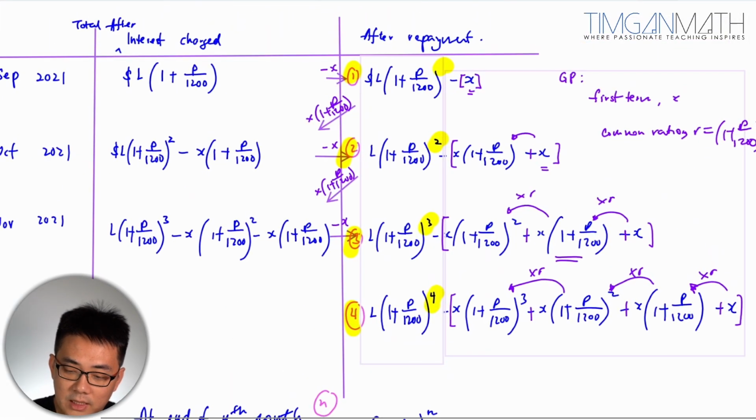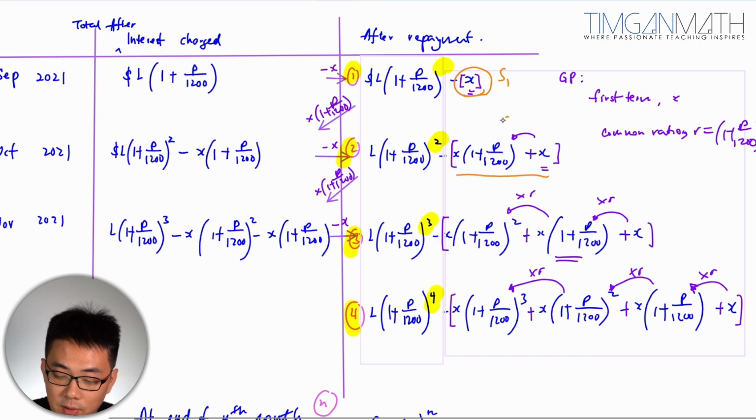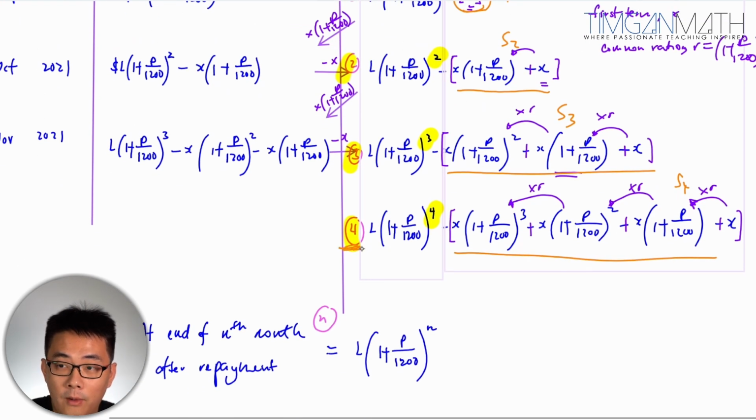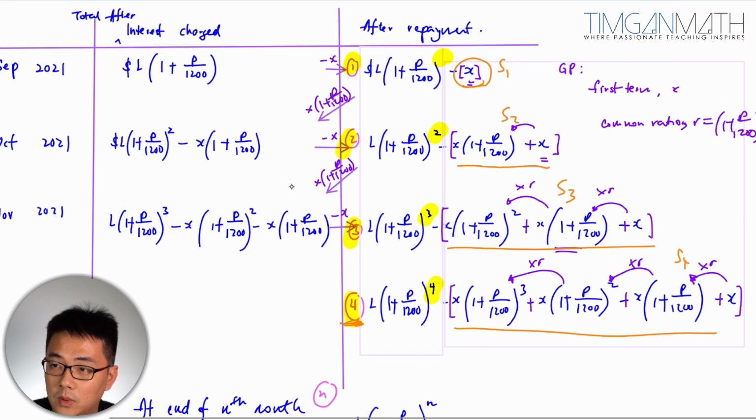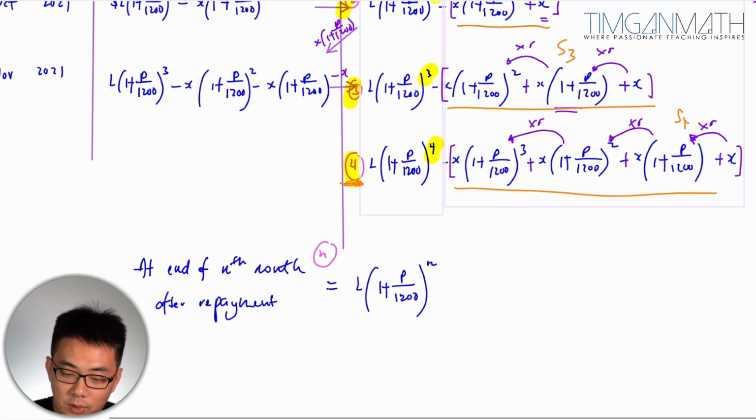Okay, so this is a sum here. Let me just write this sum down for you. This is S1 because there's only a sum of one term of this GP. This is S2, so actually this is pretty simple. This is S3, this whole thing is 3 terms here. This is S4. When this is 4, this is S4. When this is 3, this is S3. When this is 2, this will be S2. So if this is n, obviously you will know that this is minus Sn, right?